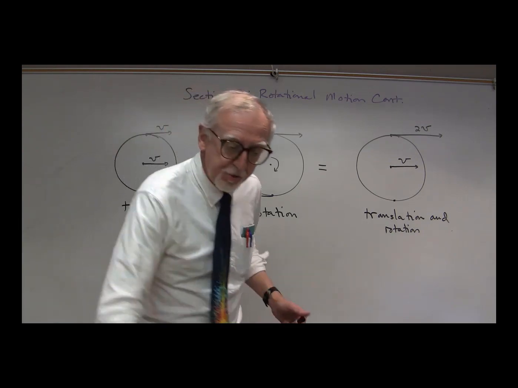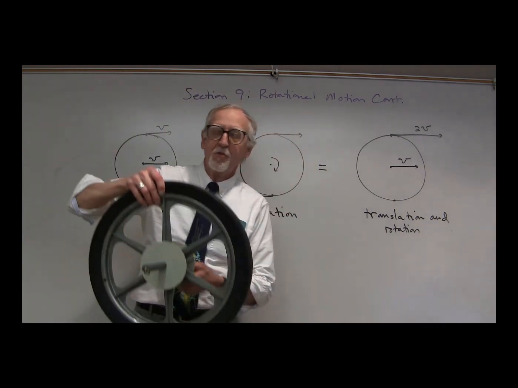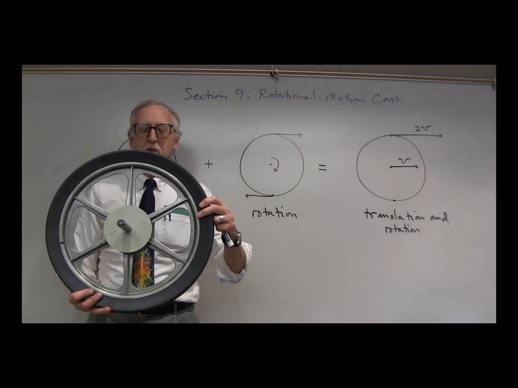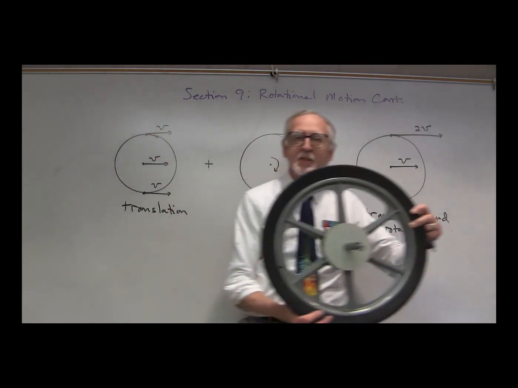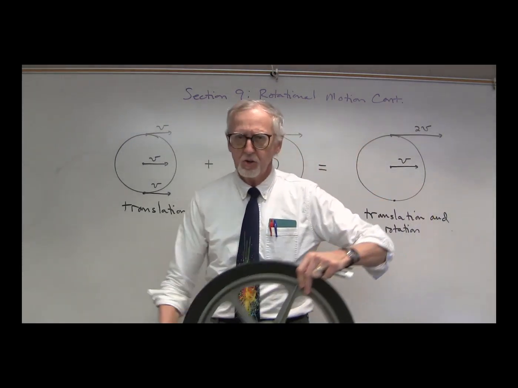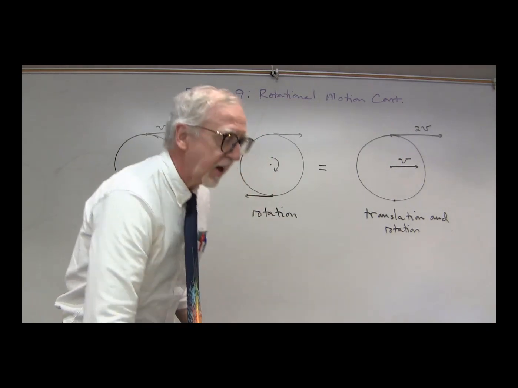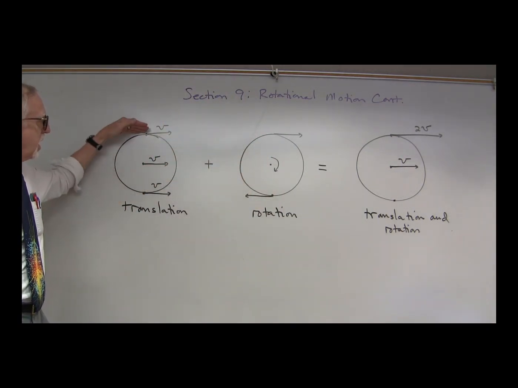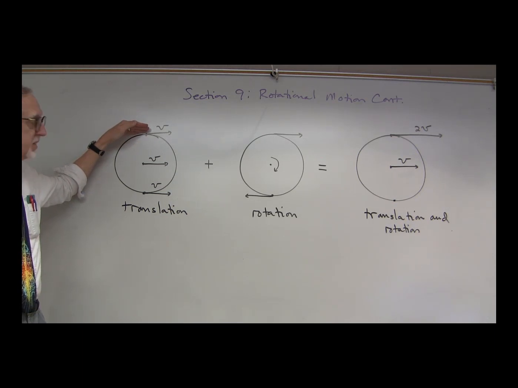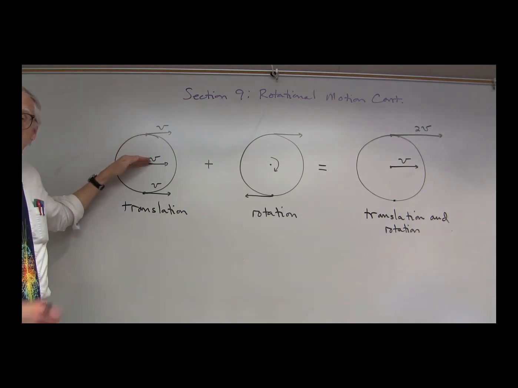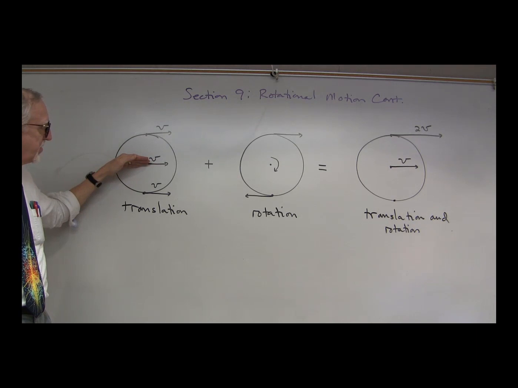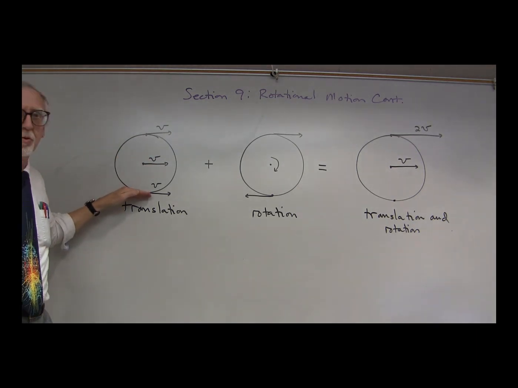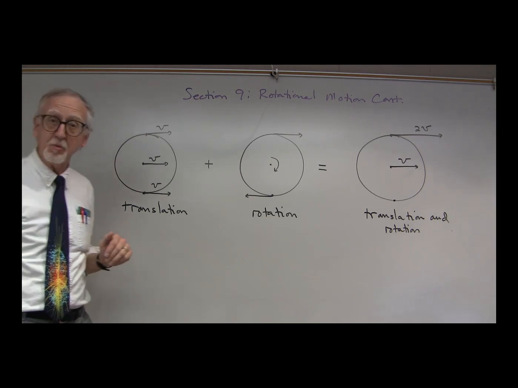Well, let me redraw these diagrams and let's take a look. Let's look at these three situations separately. First, let's look at a wheel that is just translating like this with no rotational motion. What velocities do we have? Well, if it is moving at a constant velocity, then a point at the top of the wheel will move at velocity v. The center of mass, or the axis of rotation, will move at velocity v. A point at the bottom of the wheel will move at velocity v. So they're all going to move at the same speed.